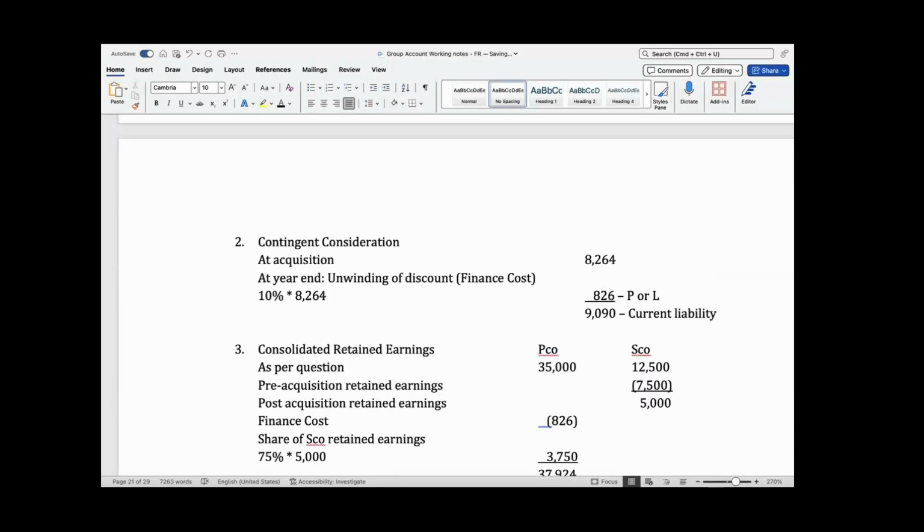In the exam, they could call it contingent consideration, they could call it deferred consideration, whatever; the treatment is the same. The difference is that contingent is dependent on a condition they will give, but deferred has no condition attached. It's just an amount that is payable in the future. But the treatment is the same for the two of them.